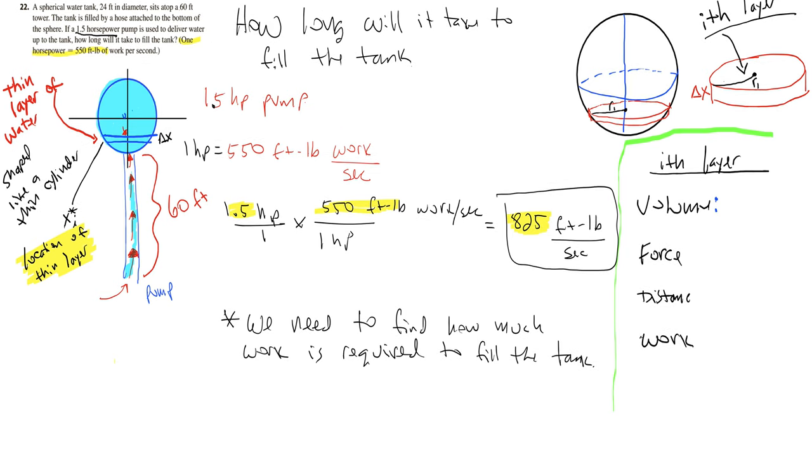So I have a guess for what it is. Pi r_i squared delta x. Base area times height. Look at that. All right, let's keep going.